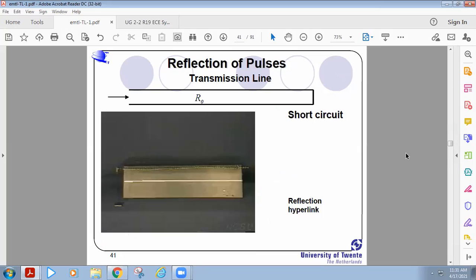So the next concept is reflection of pulses from the transmission line when the transmission line is short circuited, and when the transmission line is terminated with ZL equal to Z naught and ZL not equal to Z naught. These are the three possible cases we have to consider for transmission lines.